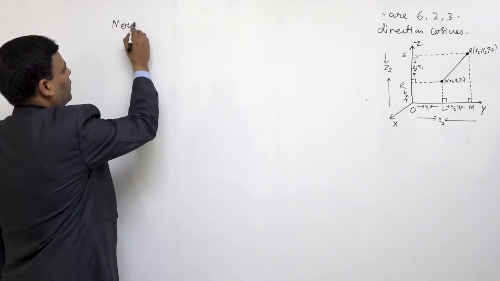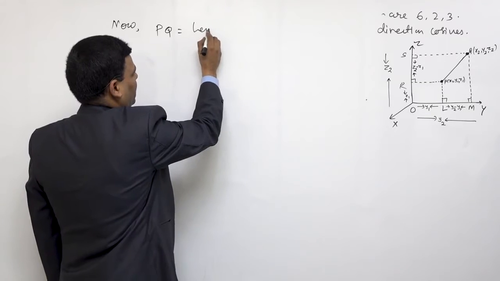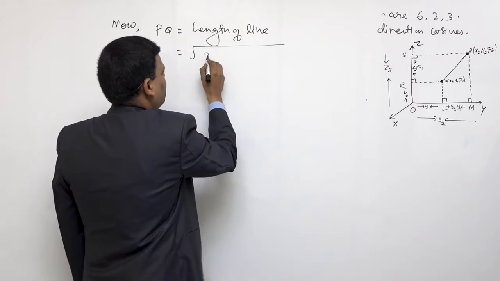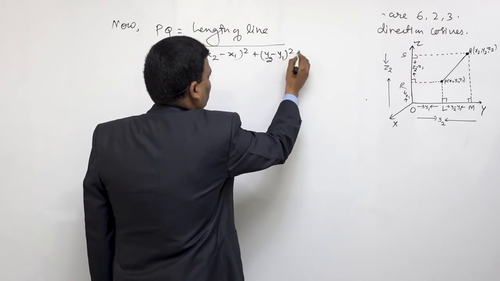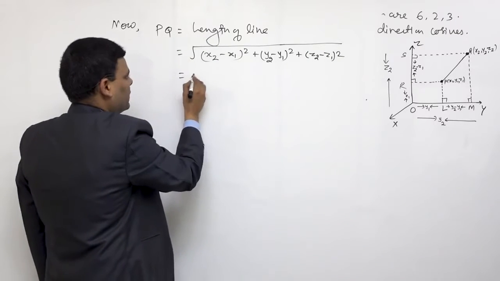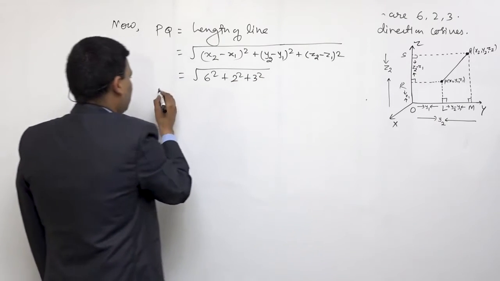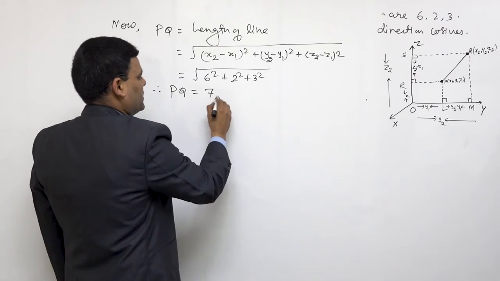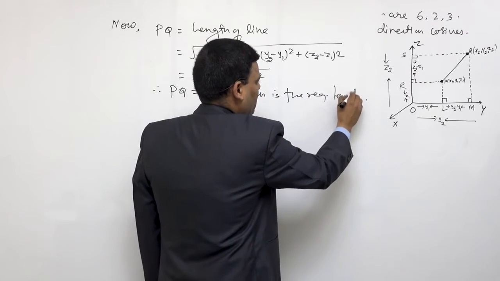Now PQ, the length of the line, equals root over (x2 minus x1) whole square plus (y2 minus y1) whole square plus (z2 minus z1) whole square, equals root over 6 square plus 2 square plus 3 square. Therefore PQ equals 7, which is the required length of the line.